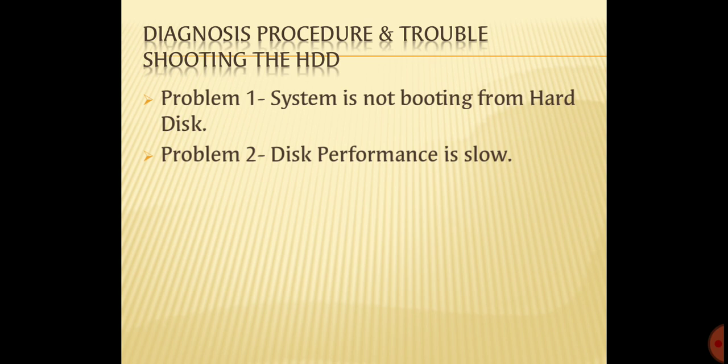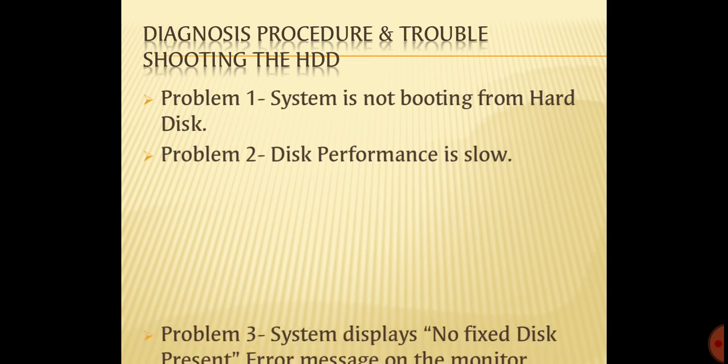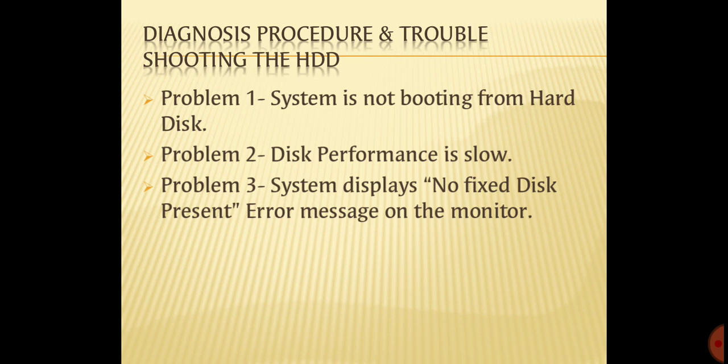Problem 3: the system displays a no fixed disk present error message on the monitor. Enter the CMOS setup and see that all the parameters entered for the drive are correct. Otherwise, POST will not recognize the drive. Make corrections in the CMOS setup, save the setup, and make sure there are no IRQ conflicts between resources. So this is the solution for problem 3.